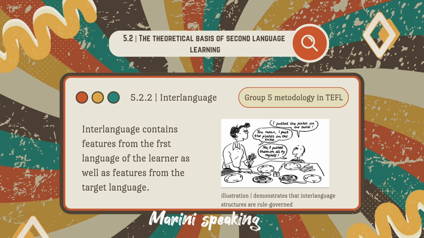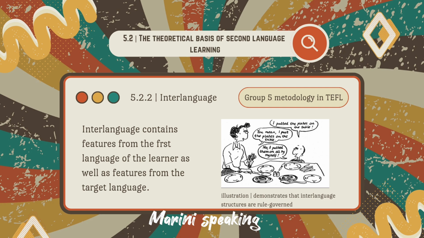It is the individual mental grammar representation of a learner. It is yet rule governed and thus predictable. In contrast to interlanguage development in the first language, however, it is not a given that second language learners will actually reach target-like command of the second language.